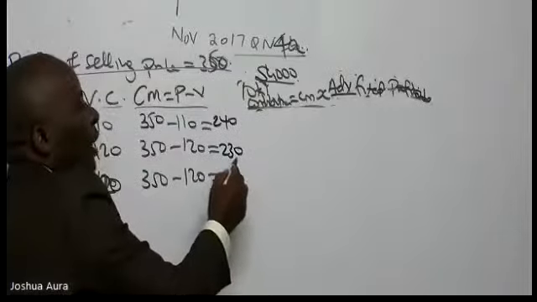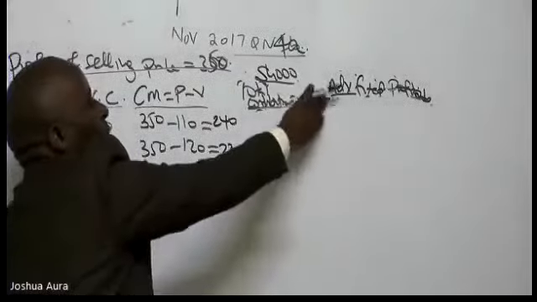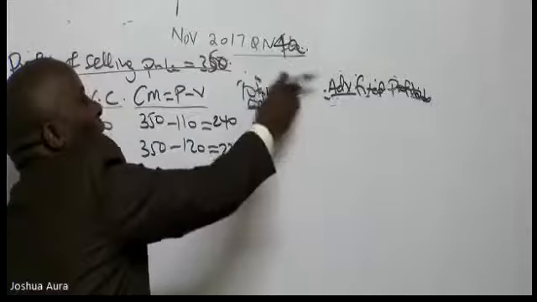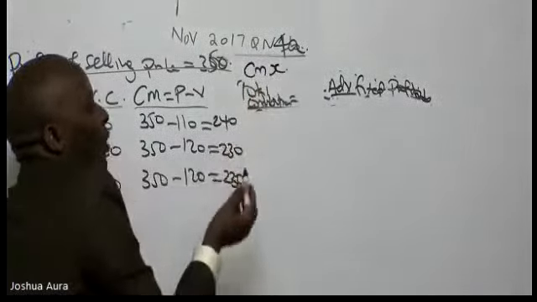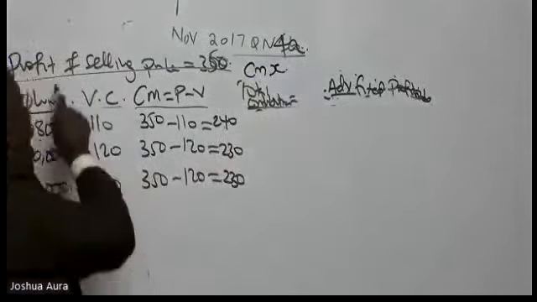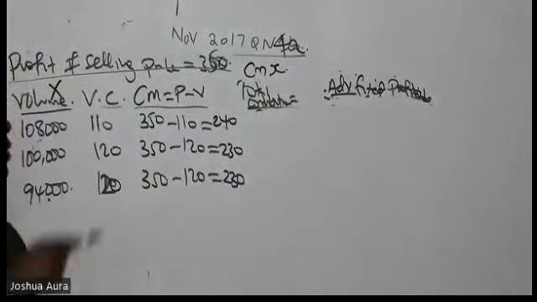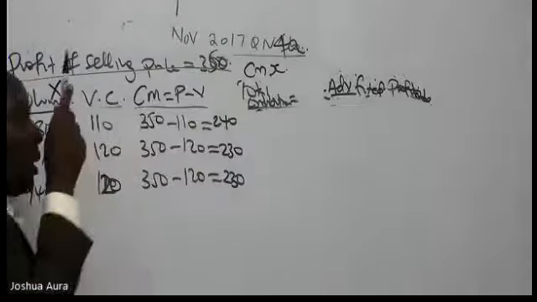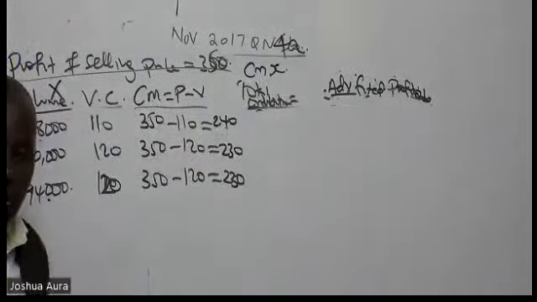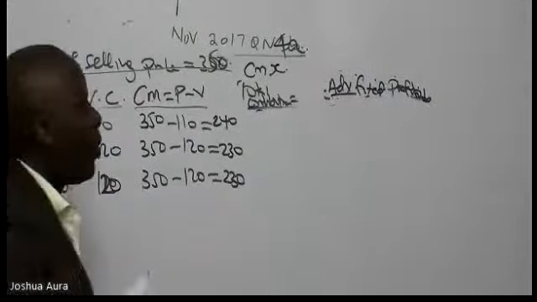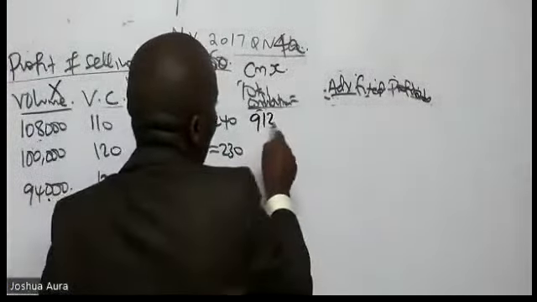So having gotten that, now we can easily get the total contribution in shillings thousands. Remember, for us to get total contribution, we take contribution per unit times number of units. So we take the number of units and the CM, divided by 1,000 because our figures are in thousands. The first one, according to Gordon, is 9124.